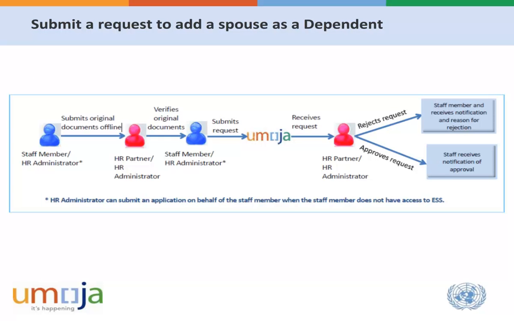The staff member submits a request to the HR partner or HR administrator offline. The HR partner or administrator then verifies the original documents and allows the staff member to submit a request through Umoja. The HR partner or administrator then either approves or denies the request. Then the staff member is notified of the decision.